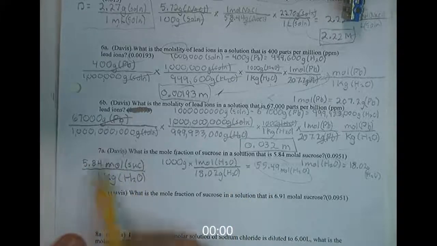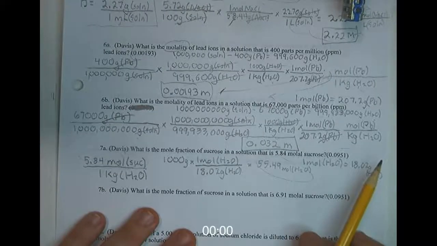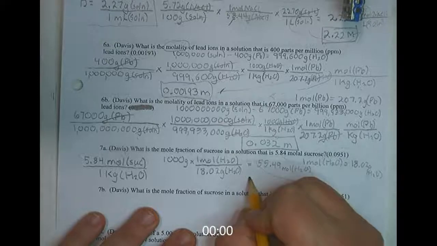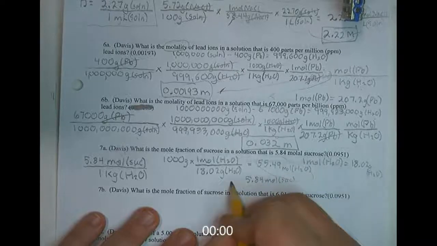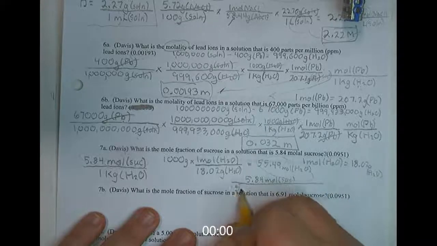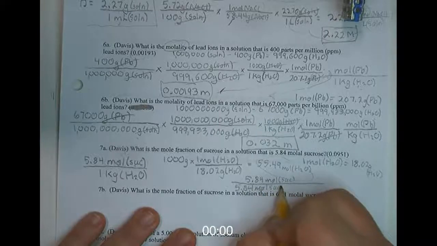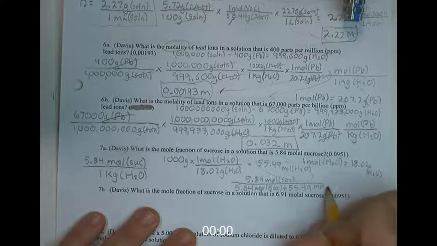We know how many moles of sucrose. That was given to us right at the beginning. So now we just have to create a mole fraction for sucrose. Remember, it's moles of sucrose over moles of the whole thing, the sucrose and the water together. So moles of sucrose is 5.84 moles sucrose, divided by 5.84 moles of sucrose plus 55.49 moles of H2O.